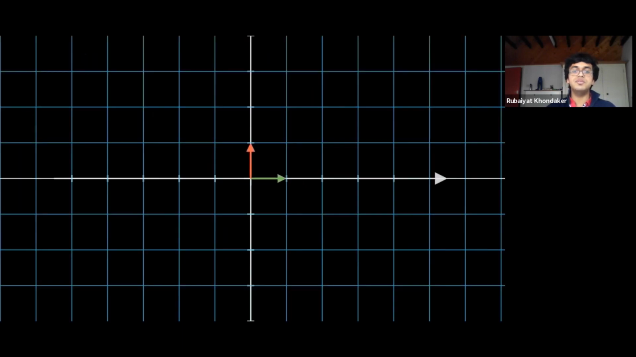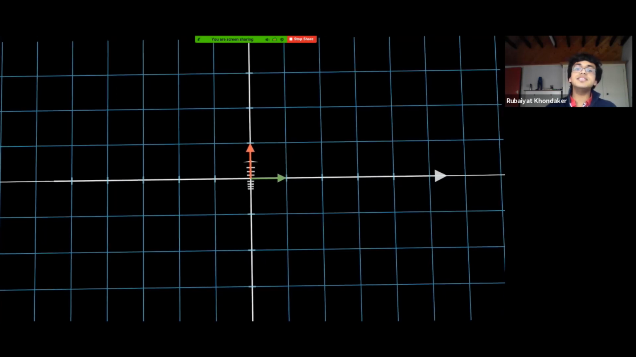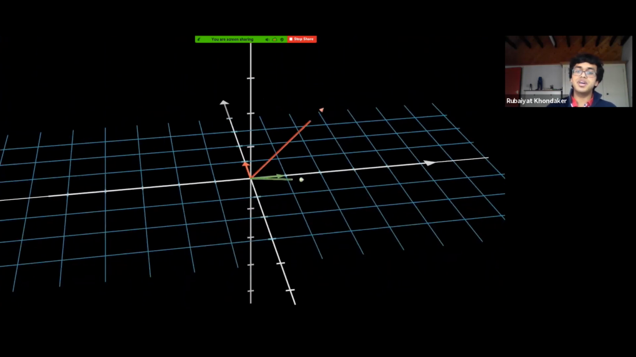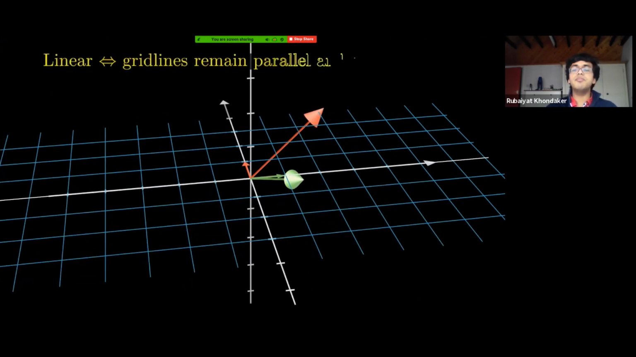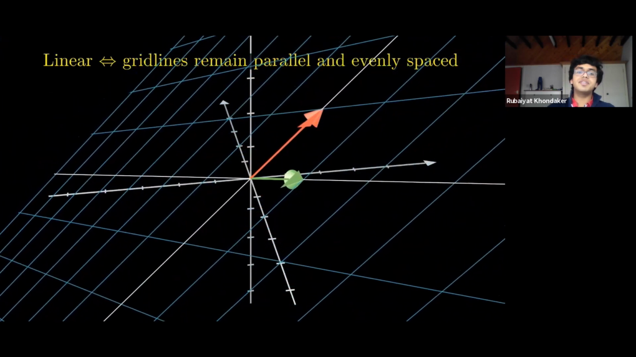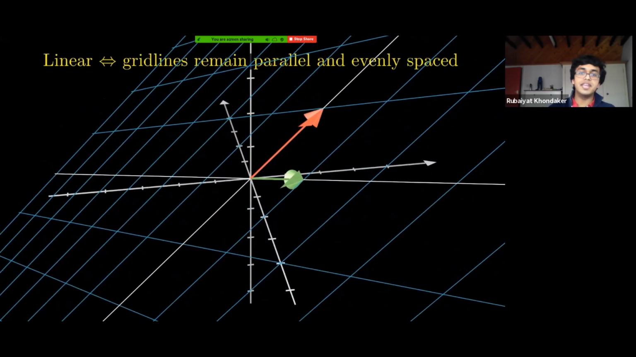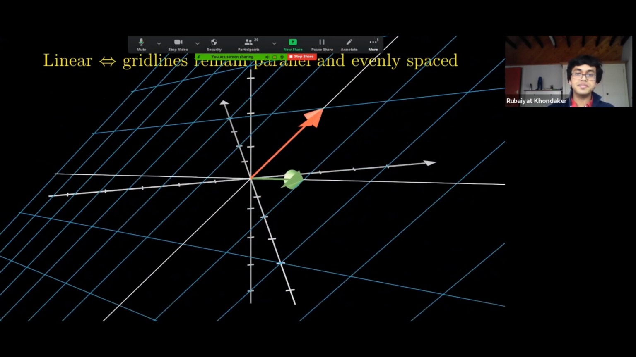So we start off in 2D with the plane. There's i hat and j hat there. But we're going to end up in 3 dimensions. And those are where i hat and j hat are going to end up. So remember before, I said that a linear transformation is one where grid lines remain parallel and evenly spaced. And it turns out that that's still true. It's just that they happen to be parallel now in 3 dimensions. And they're evenly spaced in 3 dimensions.